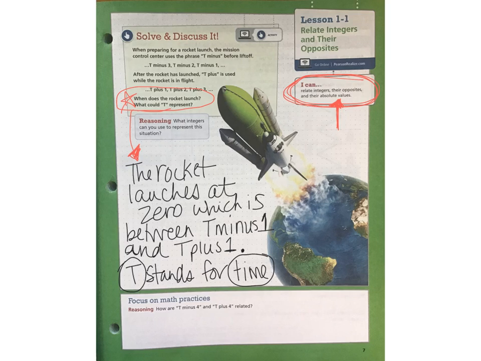So what do you think T represents? Well, in this case, T stands for time. Time is the amount of time before liftoff and then the amount of time as it's measured after liftoff while the rocket is in flight.